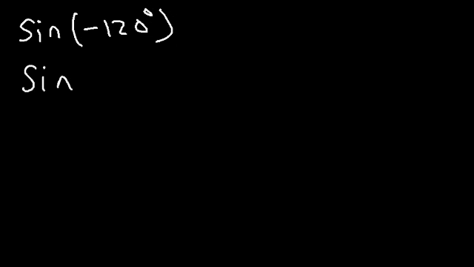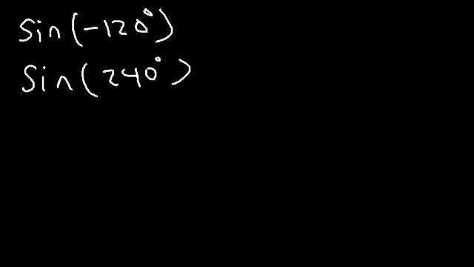Now, let's say we wish to evaluate sine of negative 120. What would you do in this case? So if you have a negative angle, you want to find a positive coterminal angle. So add 360 to negative 120. Negative 120 plus 360 is 240. Sine of negative 120 and 240 have the same value.